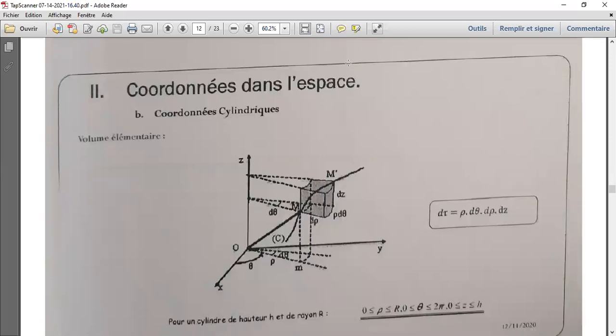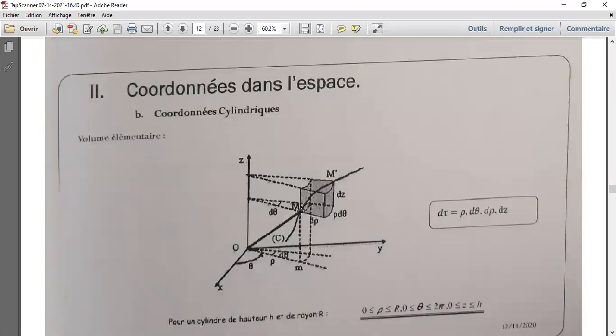We're going to just end with the cylindrical coordinates. So we're still on cylindrical coordinates. Now, how do you calculate the volume element? The volume element is not something really difficult. To calculate it, as I said earlier, you change the angle theta with the radius not changing. So you have rho d theta.